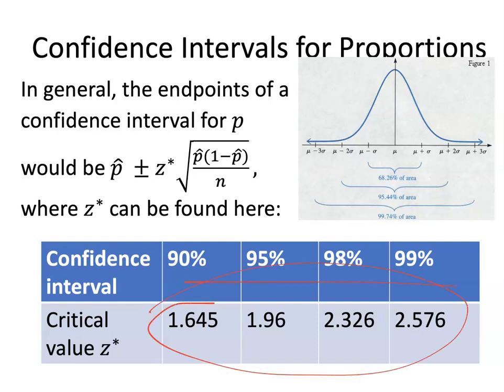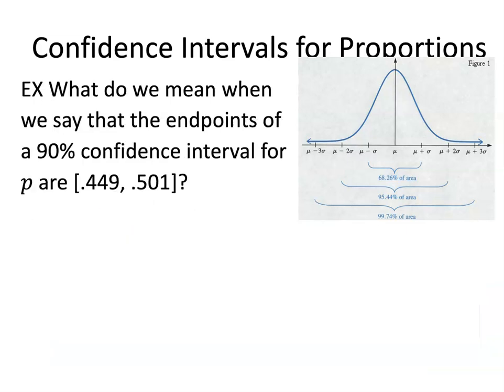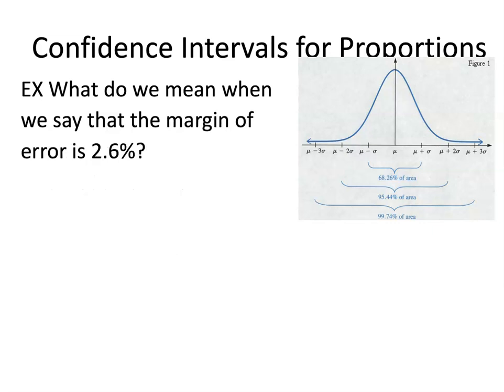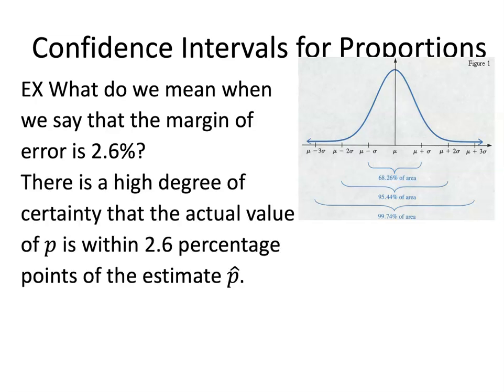So depending on what our confidence interval is, these are the values of z star that we want. What do we mean when we say that the endpoints of a 90% confidence interval for p are 0.449 and 0.501? There's a 90% chance that the actual value of p is in this interval. That's what we mean. What do we mean when we say that the margin of error is 2.6%? There's a high degree of certainty, in this case 90% certainty, that the actual value of p is within 2.6 percentage points of the estimate p hat.